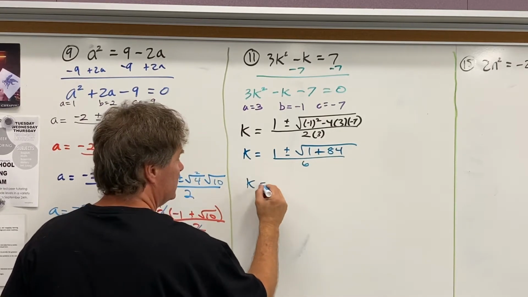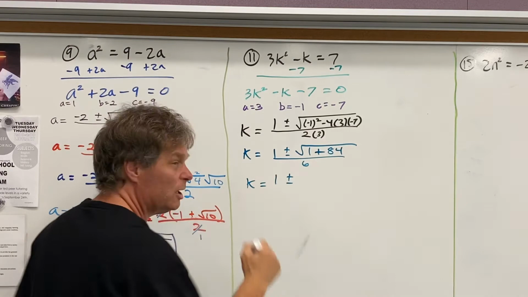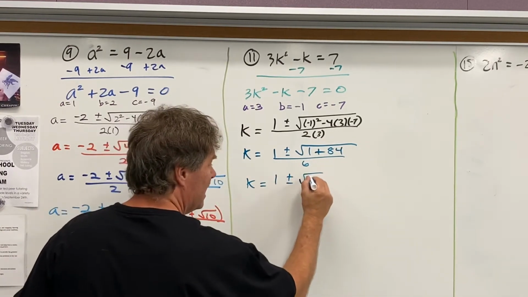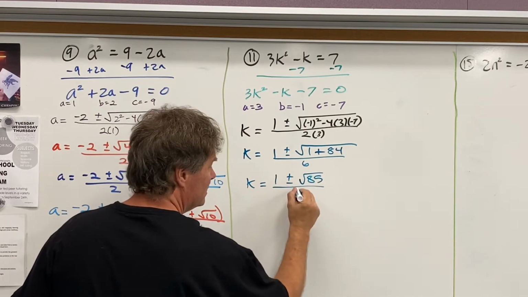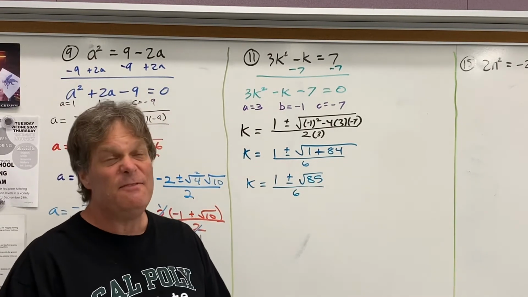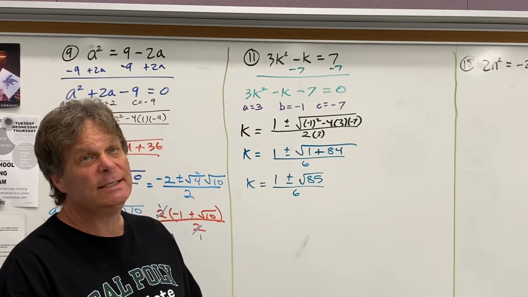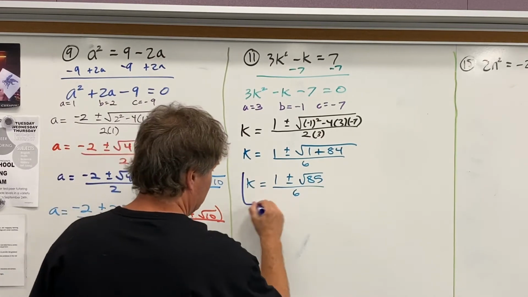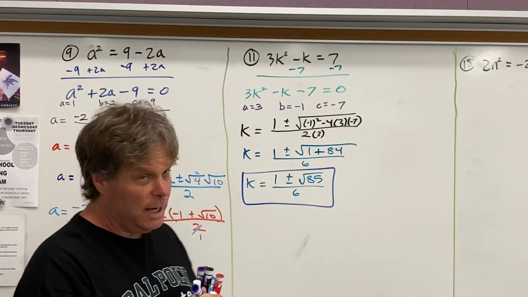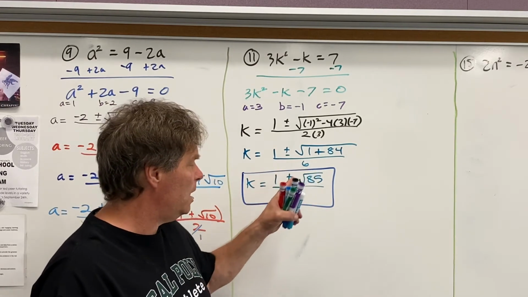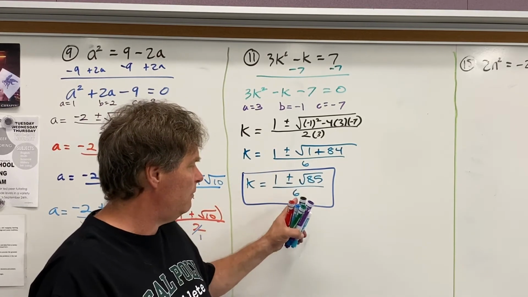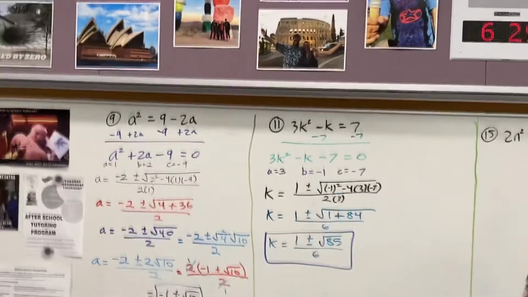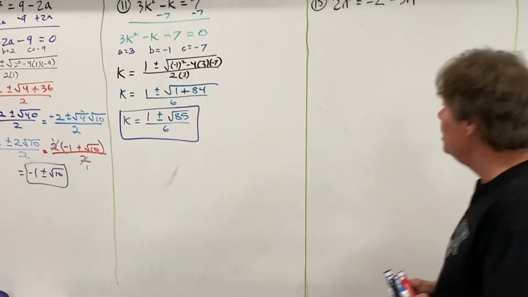Oh my gosh. 1 plus or minus, watch, I can do this in my head. 84 plus 1 is 85. How about that? And divided by 6. And square root 85 does not have any perfect squares inside of it. So this is as simple as the answer gets. And notice that's actually 2 answers, right? It's 1 plus square root 85 over 6 and 1 minus square root 85 over 6. That's what that means. There you go.